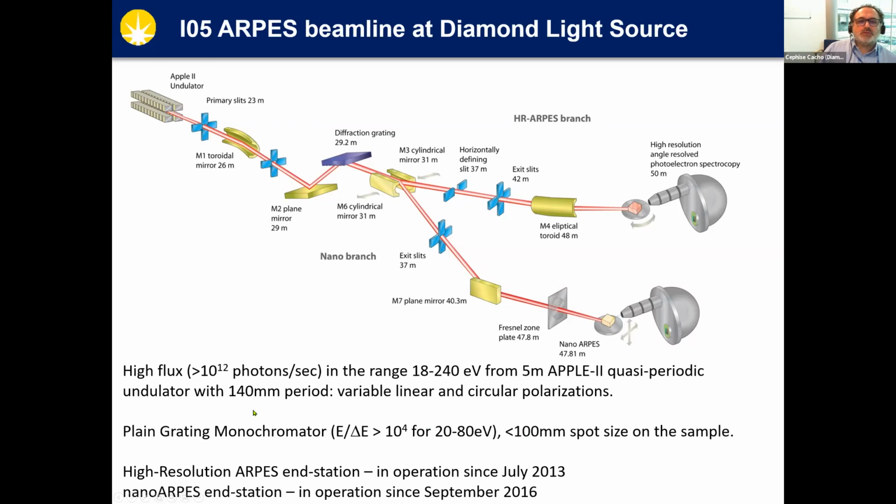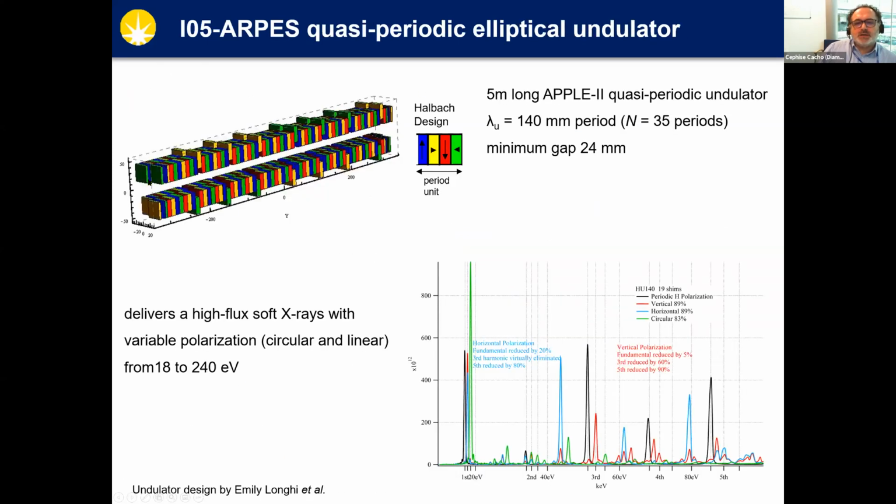So the source is an undulator. Basically it's an array of magnets which create an oscillating field in which the electron will oscillate and generate the light. This is in a ring.